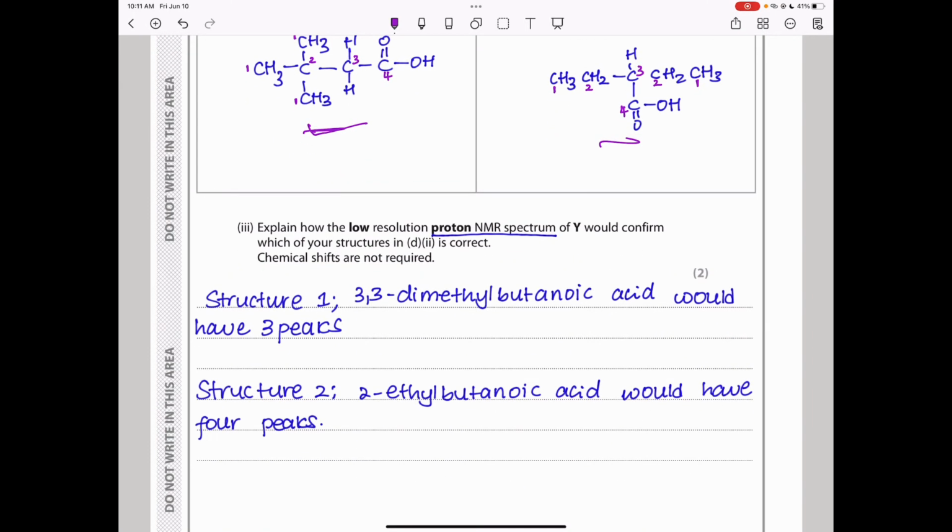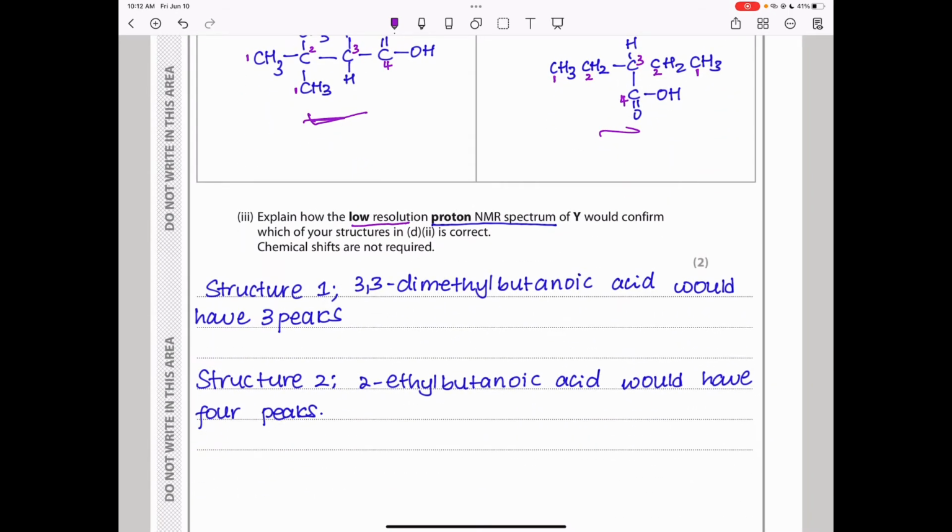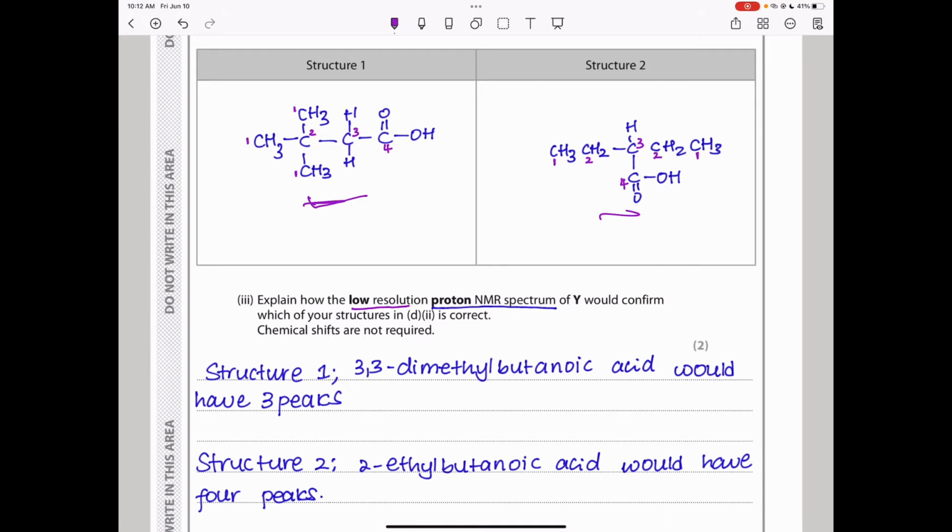Next it says, explain how the low resolution proton NMR of Y would confirm which of your structures is correct. Chemical shifts are not required. Here we are looking at low resolution, meaning there is no splitting. So let's see structure 1. As we can see, structure 1 would have 3 peaks in the low resolution proton NMR. Again, I'm going to erase the purple colors, which were carbon environments, so that we can look at the proton environments and see if they are identical or not.